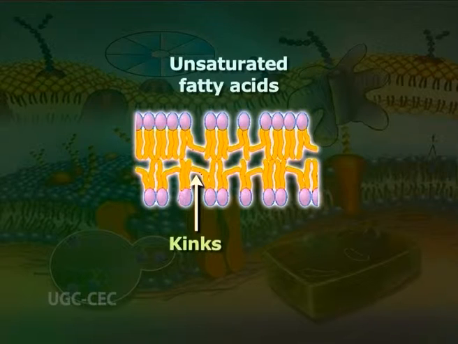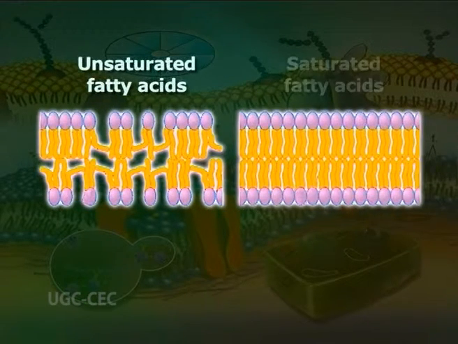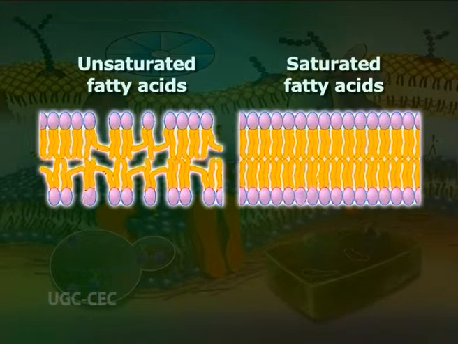Because of kinks in the tails where double bonds are located, unsaturated hydrocarbon tails cannot pack together as closely as saturated hydrocarbon tails, and this makes the membrane more fluid. Membranes must remain fluid to work properly. They are usually about as fluid as salad oil.